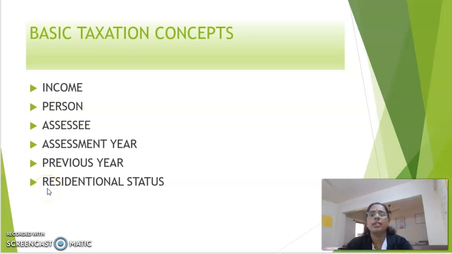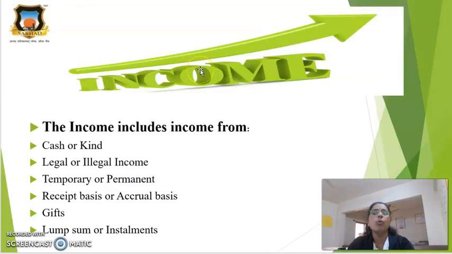So we learn the first concept, that is income. In this way we learn all concepts one by one. What is income? First let's see income tax. The concept of income is included in section 2 subsection 24. Income tax is a tax on income, therefore the concept of income is included.